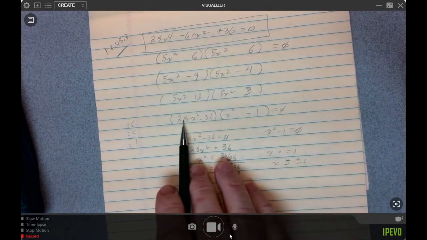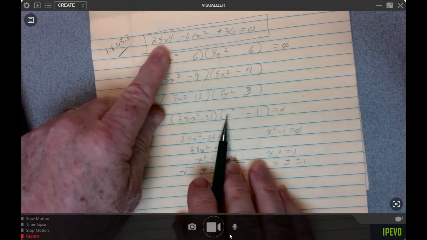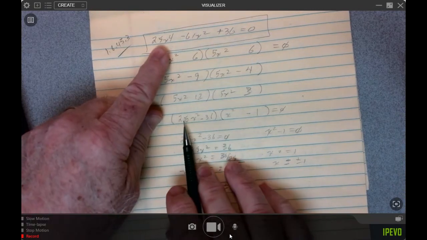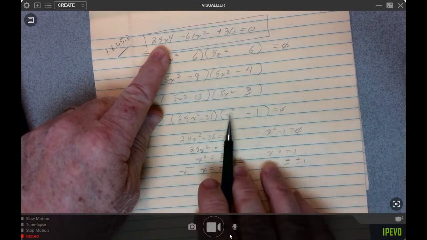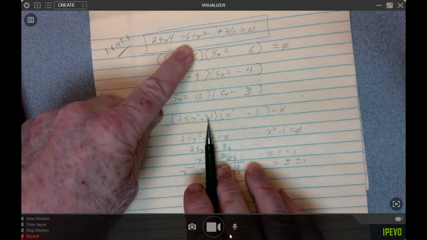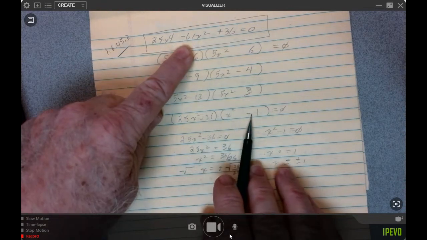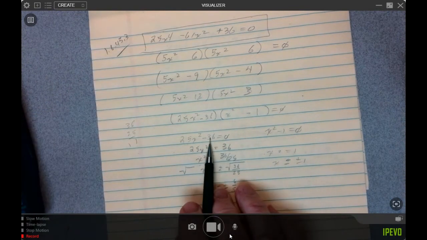So I said, let's use 25x squared times x squared, which gives 25x to the 4th. 25x squared times minus 1 is minus 25x squared, and a minus 36x squared gives me minus 61x squared, and a minus times a minus gives me plus 36. Boom!